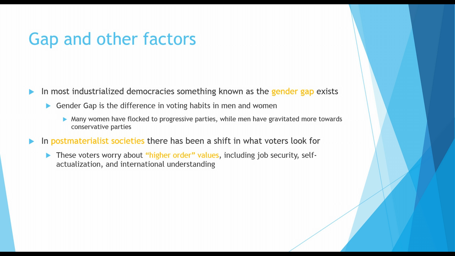So when we look at some of the things that play into how democracies take place, one of the big things that we see in industrialized democracies is the idea of the gender gap. The gender gap is the difference in voting habits between men and women. Many women have flocked to progressive parties, those that tend to see themselves on the left, while men have gravitated more towards conservative parties. And there are a variety of reasons why those things tend to happen.